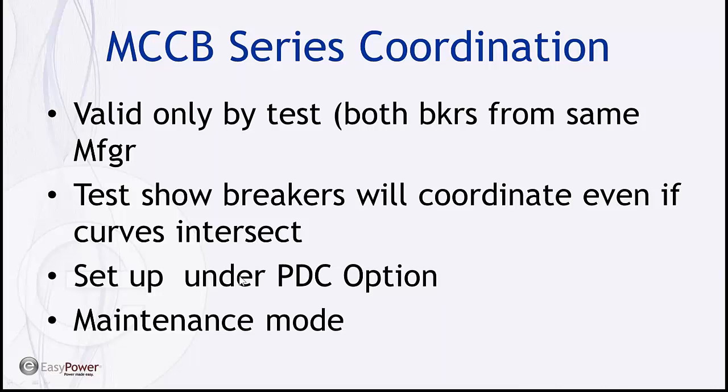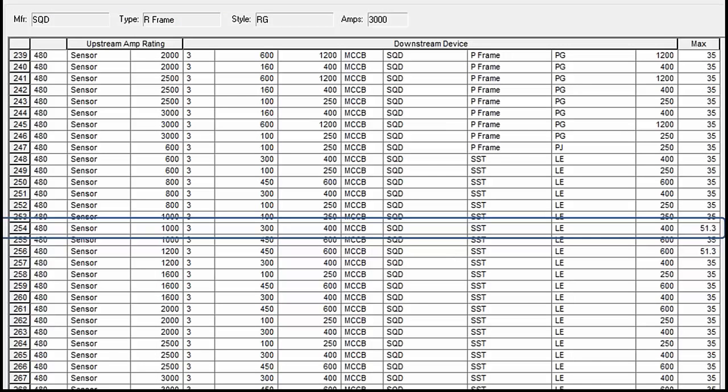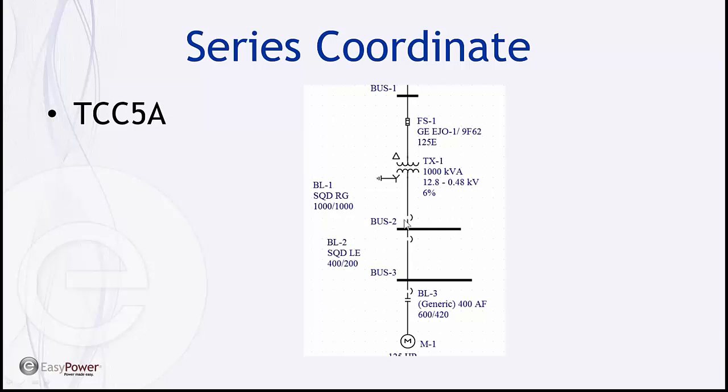And this is set up under the PDC options, and the tools give us an indication of this, but you kind of need to know where to look, and honestly it gets a little bit confusing unless you work with it frequently. Case in point is that we're going to be looking at a circuit, in fact here, where we have an upstream Square D breaker and a downstream Square D breaker, and we're trying to figure out if these two breakers will coordinate, especially if we've already compared the curves and they overlap.